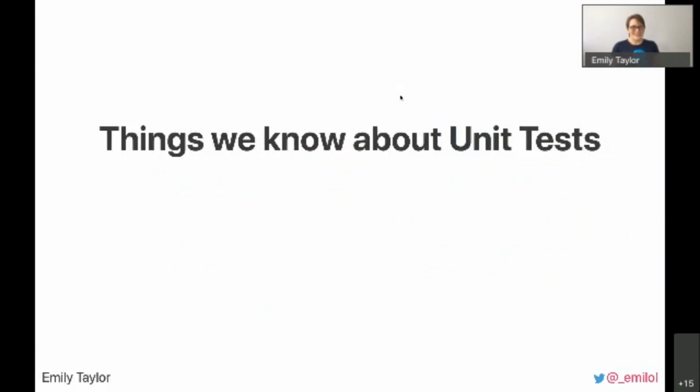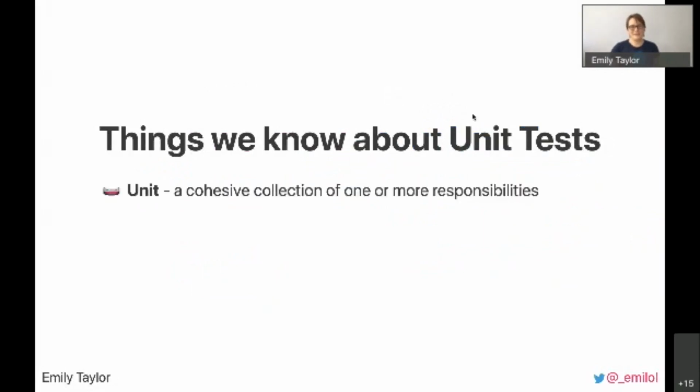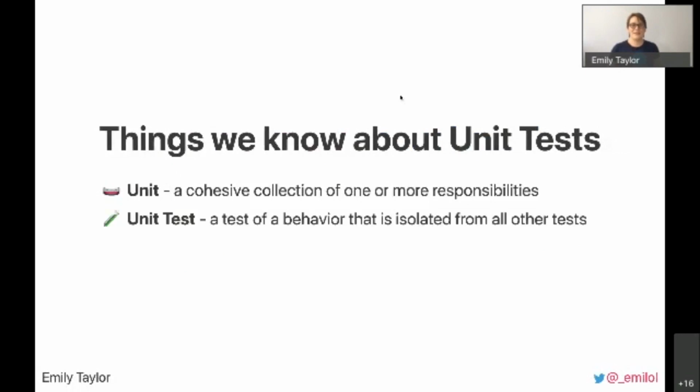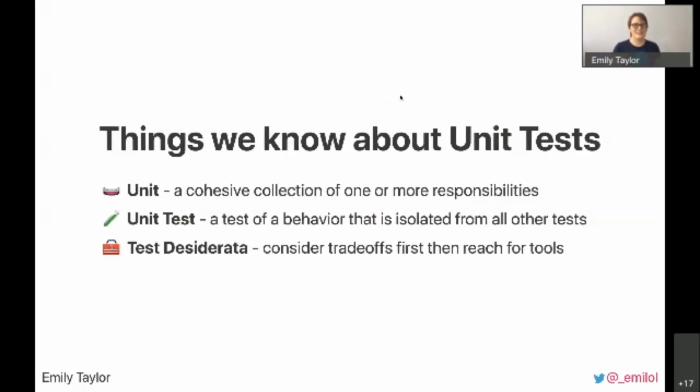So back to where we started. Let's have a look at these things we know about unit tests now with everything we've taken on board. We have a unit, which is a cohesive collection of one or more responsibilities. We have a unit test, which tests a behavior isolated from all other tests. And then when it comes to tooling, we have these test desiderata to consider. And then once we've decided what we're optimizing for, then we should reach for tools.